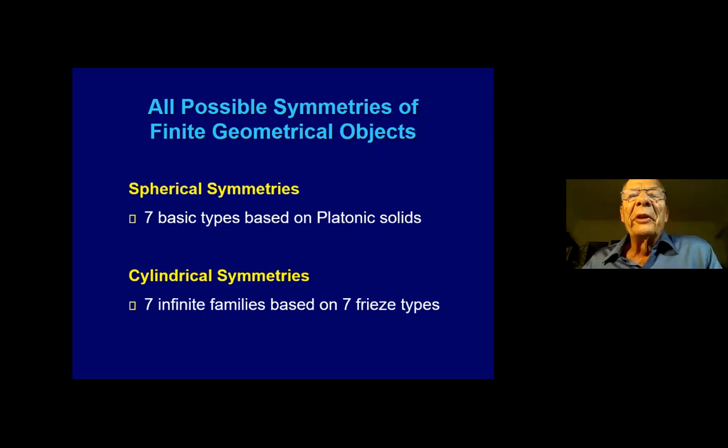Next, we will try to enumerate all possible symmetries for finite geometrical shapes. Here's a preview of what we're going to find. There are 7 somewhat spherical symmetries based on the Platonic solids, and then there are 7 infinite families of cylindrical symmetries based on the 7 frieze types that we have discussed earlier.